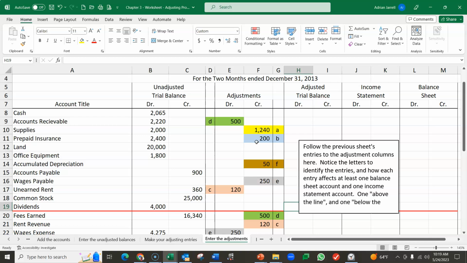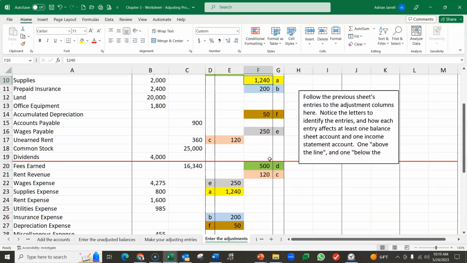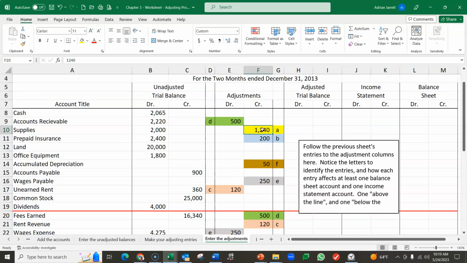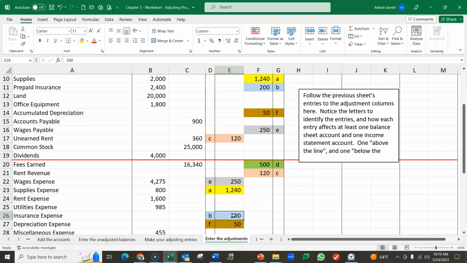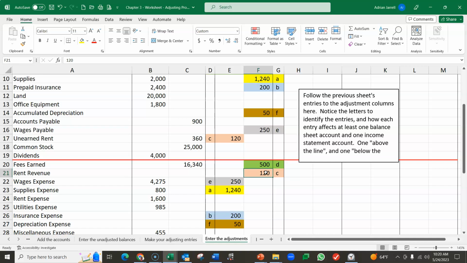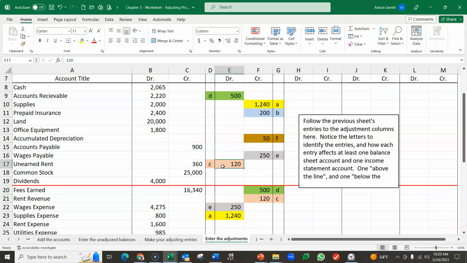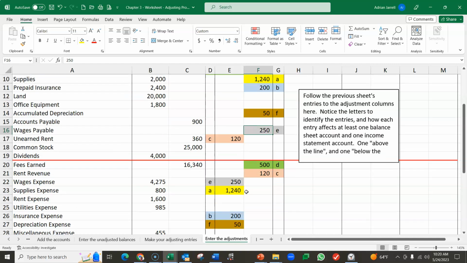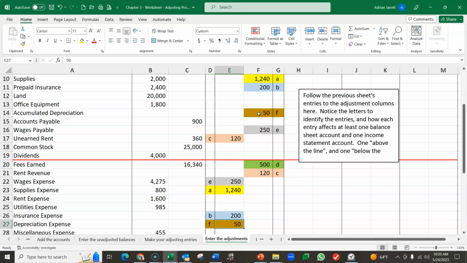Start out with the first adjusting entry, which was supplies: debit supplies expense down here, credit supplies up there. The second one was debit insurance expense, credit prepaid insurance. The third one was credit to rent revenue, a debit to unearned rent. D was a credit to fees earned and a debit to accounts receivable. E was a debit to wages expense and a credit to wages payable. And F was a debit to depreciation expense, a credit to accumulated depreciation, office equipment, if you want to get technical about it.